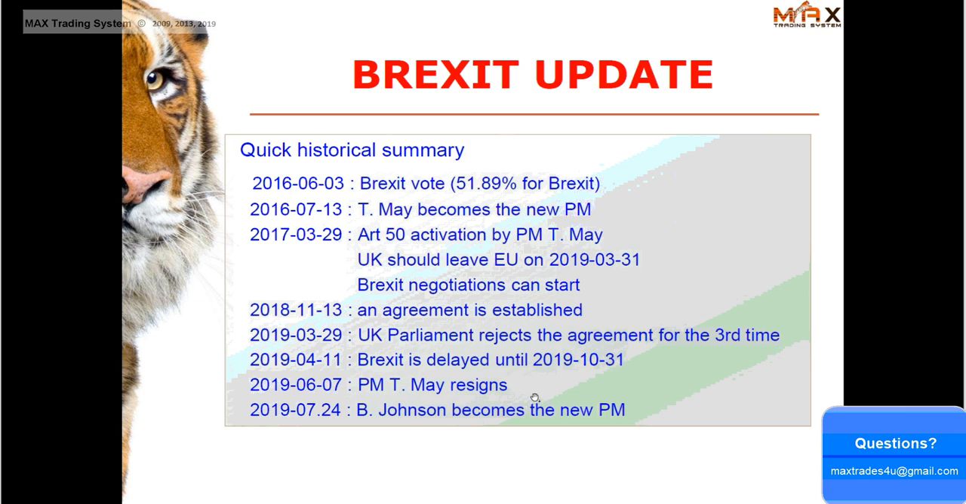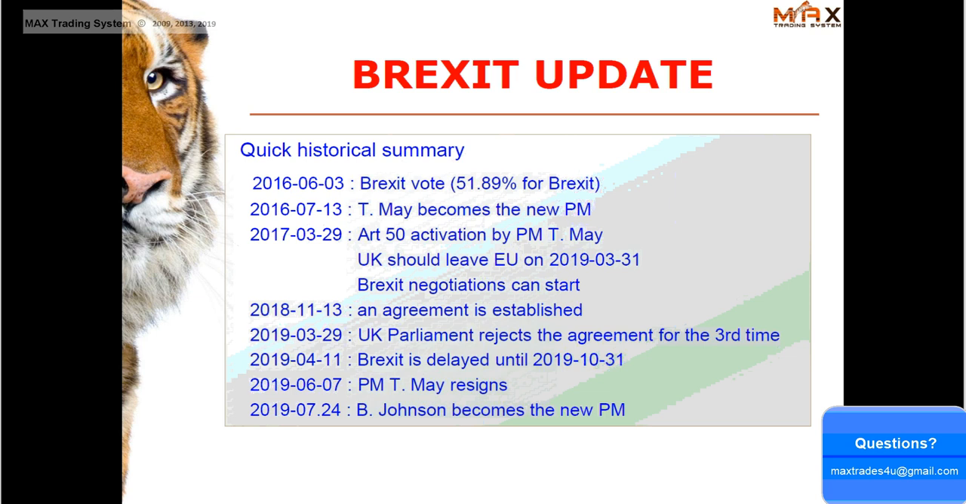And we all know that a few days ago, on July 24th, Boris Johnson became the new leader of the party, and so automatically became the new Prime Minister in the UK. Boris Johnson has announced his firm intention to make the UK leave the European Union at the latest by October 31st of this year. Of course, we will have to see if this will be effective or not.